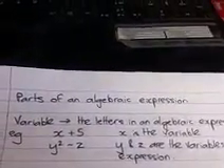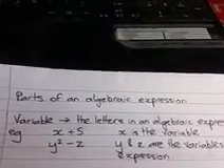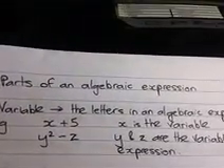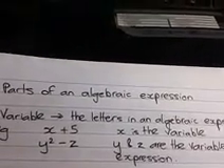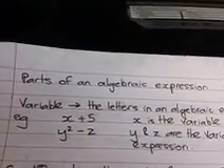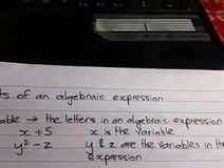First, there's the variables. You should be already quite adept with the variables by now. Variables are the letters that you find in an algebraic expression. So, for example, x plus 5, x is the letter, therefore x is the variable. Y squared minus z, y and z are both letters in this expression, and therefore they are both considered variables.